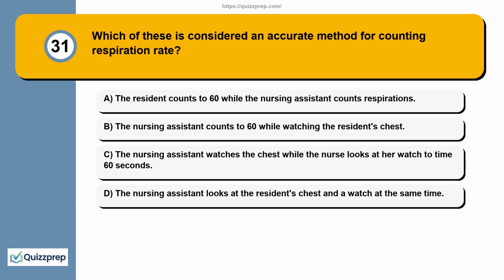Question 31. Which of these is considered an accurate method for counting respiration rate? The resident counts to 60 while the nursing assistant counts respirations. The nursing assistant counts to 60 while watching the resident's chest. The nursing assistant watches the chest while the nurse looks at her watch to time 60 seconds. The nursing assistant looks at the resident's chest and a watch at the same time.